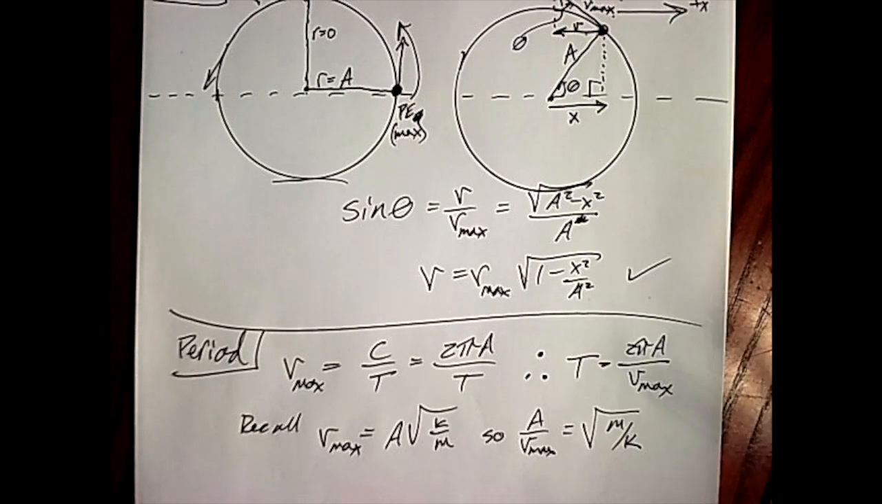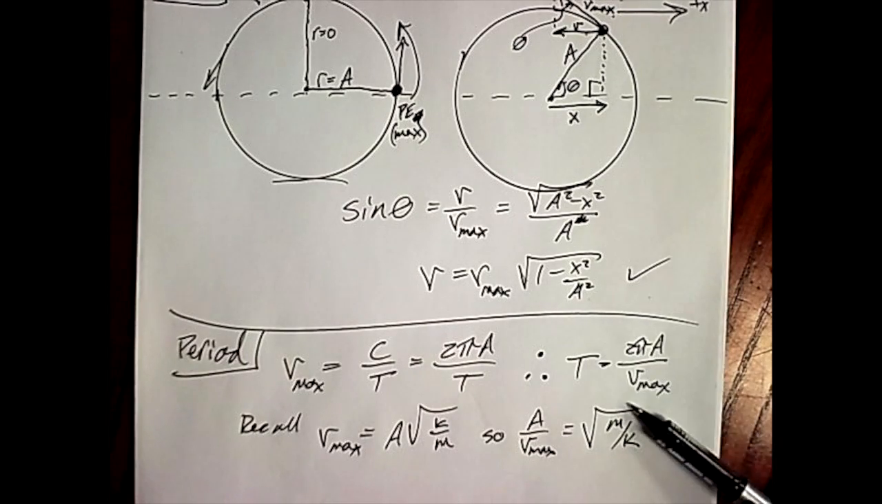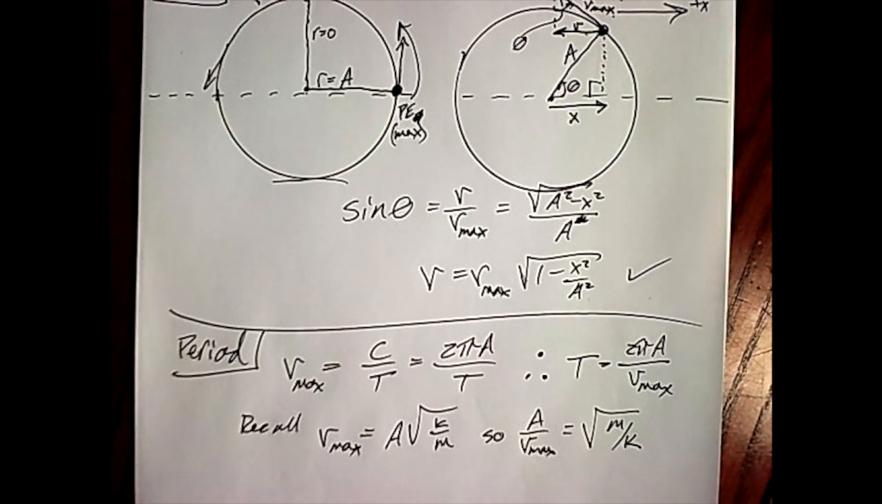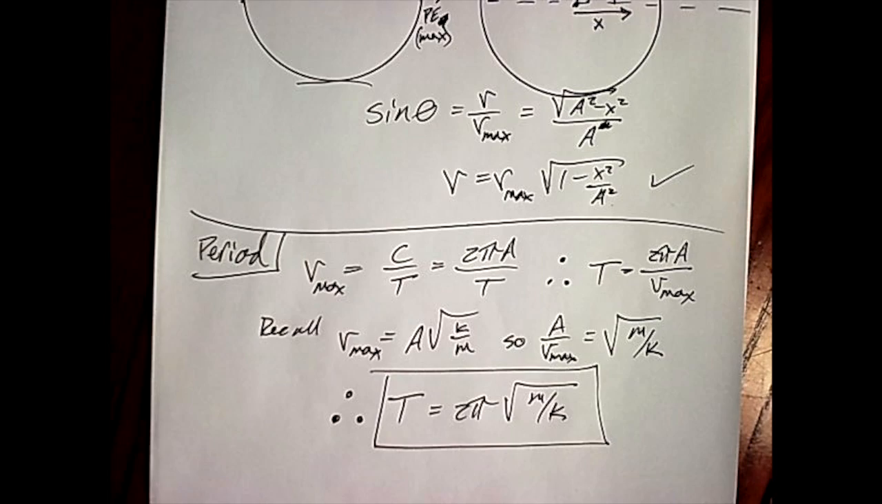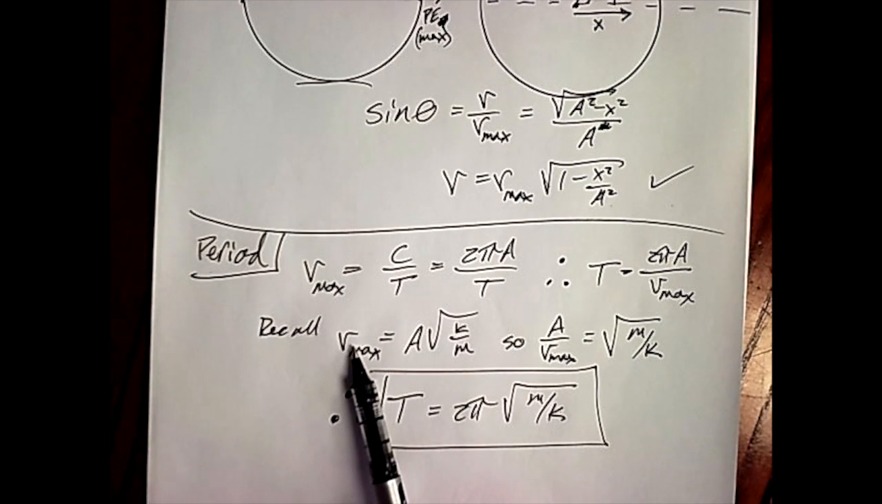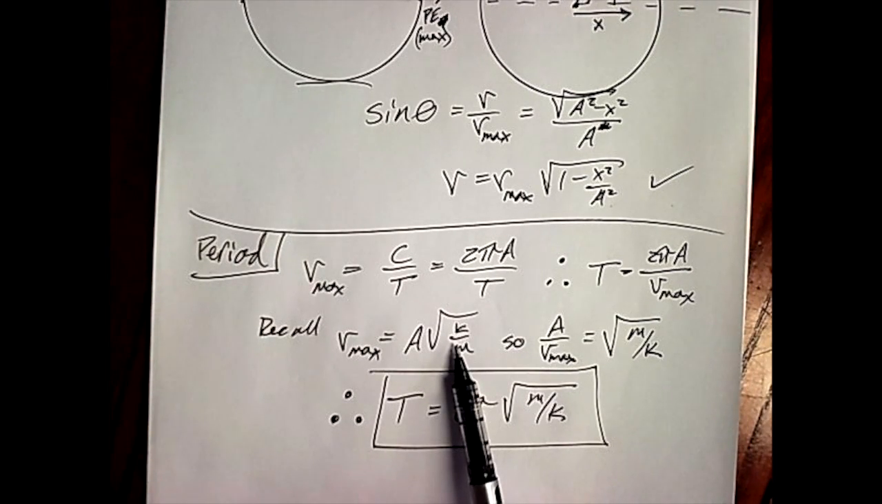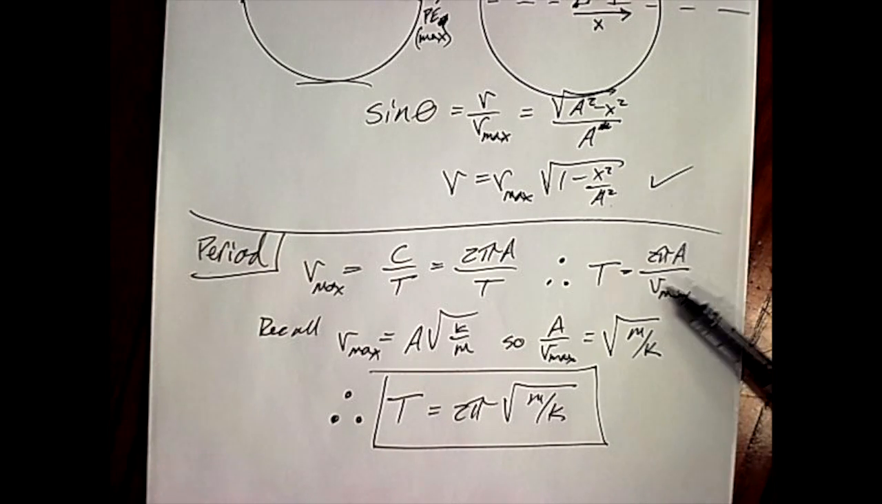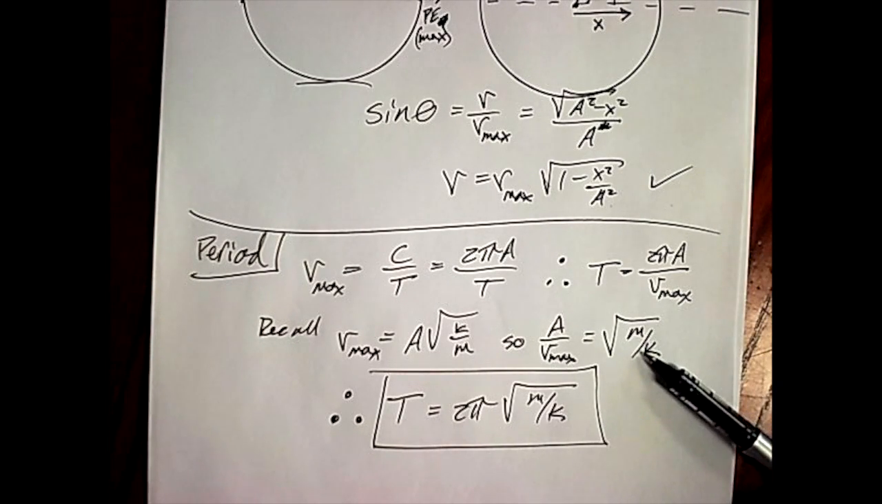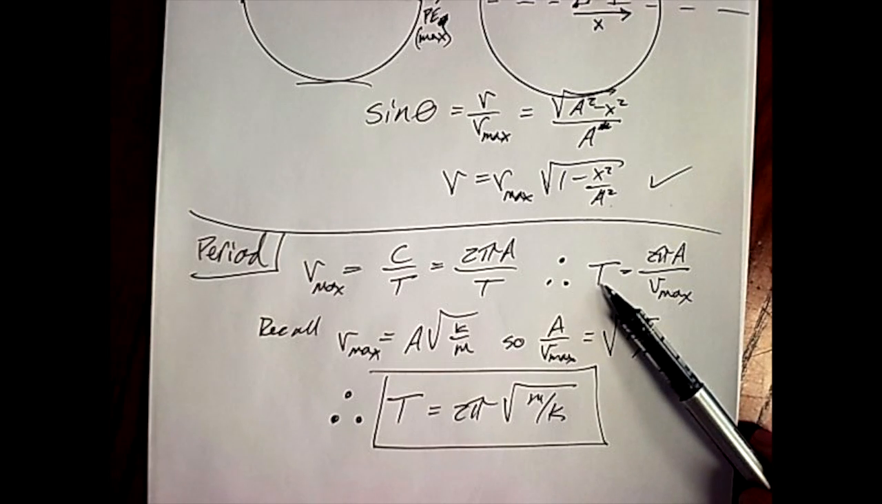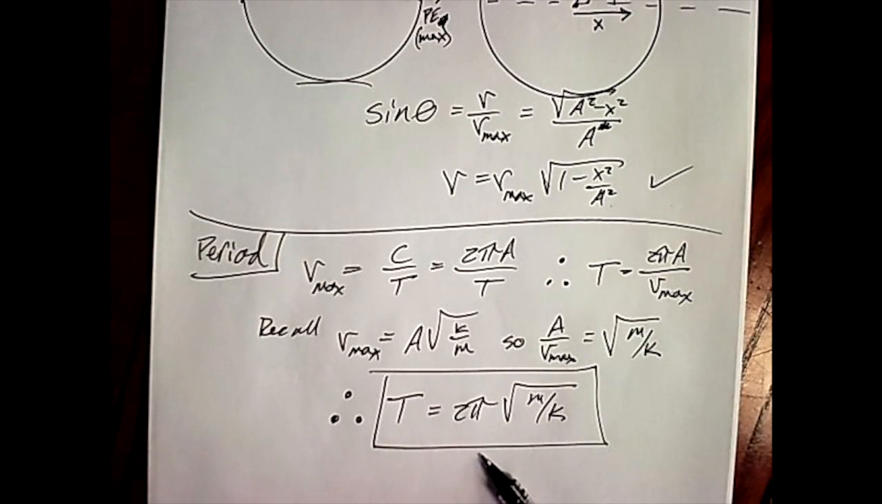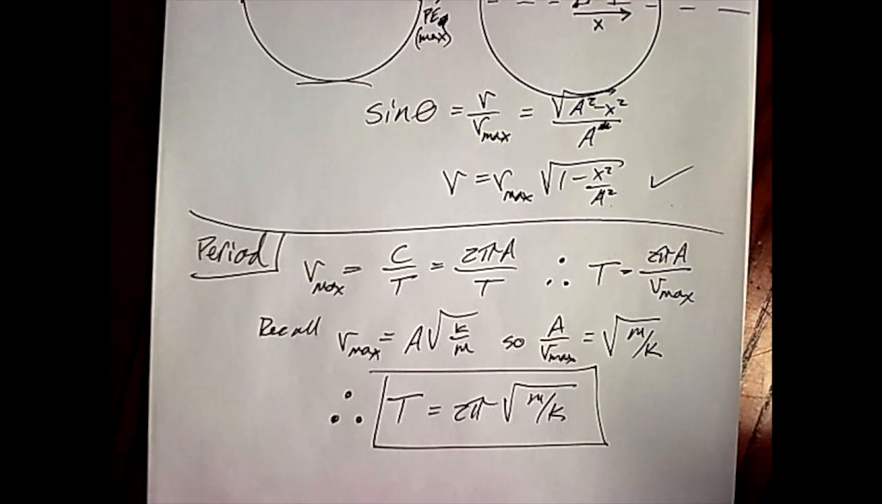So we can substitute this information in where a over v max is. Since the maximum velocity is a function of the physical characteristics, combining a over v max as the root of m over k allows us to describe the period as 2 pi times the radical m over k. This is valuable and also interesting because there is no k in circles.